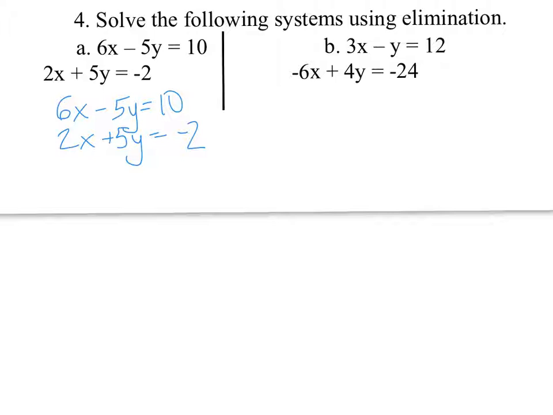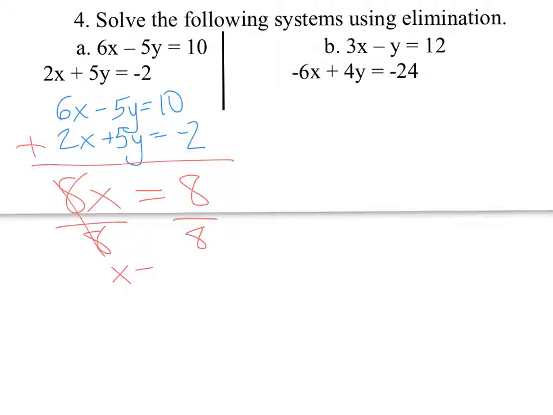So what we're going to do is add down. 6x plus 2x is going to give us a total of 8x. -5y and 5y eliminate, and 10 plus a -2 gives us 8. To solve for x, we need to get rid of multiply by 8, so we're going to divide by 8, where x is going to equal 1.